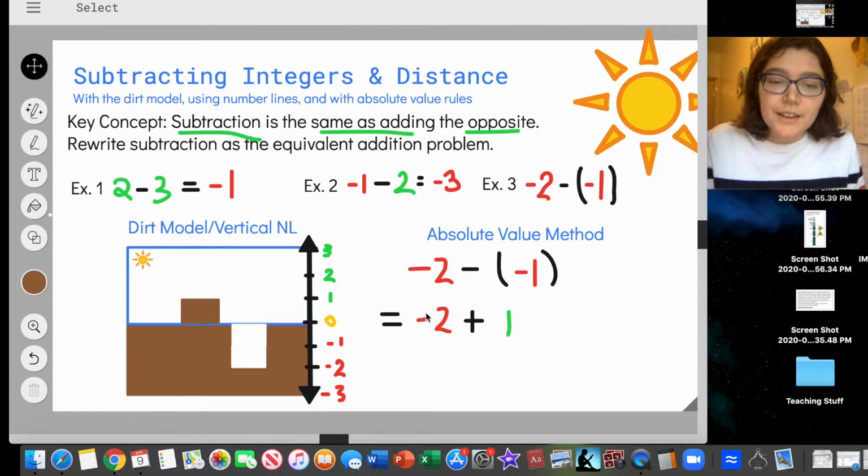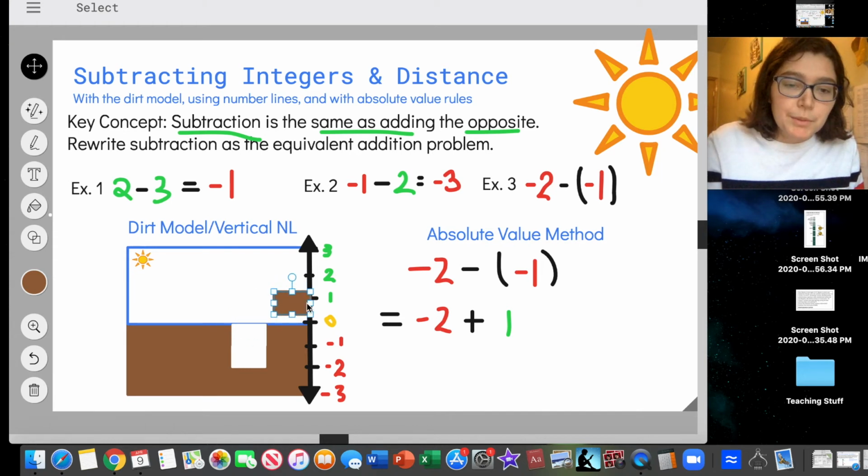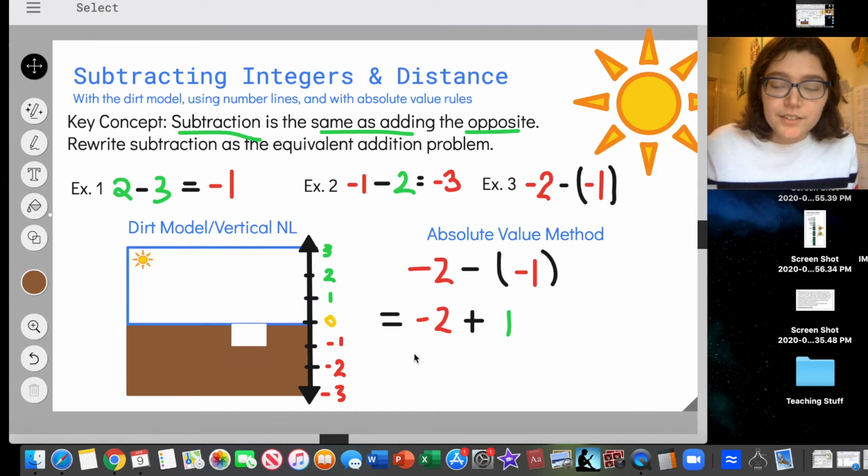That's going to be the same as having my hole, negative 2, that's 2 units deep, and adding that with a pile of dirt that's 1 unit high. Right? So this is my pile of dirt. It's 1 unit high. And when I combine them, I'm going to pick up my dirt, combine it with my hole in the ground, and what happens when I do that? Again, I end up at -1.